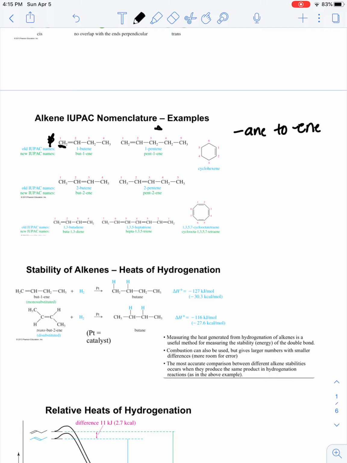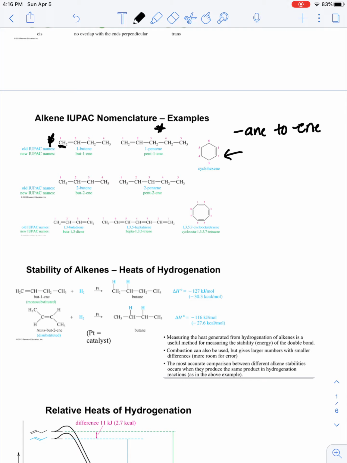Again, with this example here, we have a 5 carbon chain, so we would think of pentane if this was a simple alkane. However, we notice that we have that double bond between carbon 1 and 2, so we would call this 1-pentene. Again, you just change that ANE ending to an ENE ending. When we look at our cyclohexane ring, so we have a 6-membered ring, we do have a double bond between carbon 1 and carbon 2. So you could write just cyclohexene. It could technically be written as 1-cyclohexene.